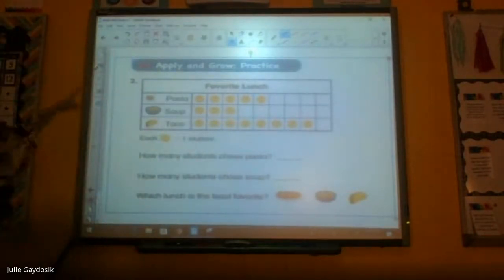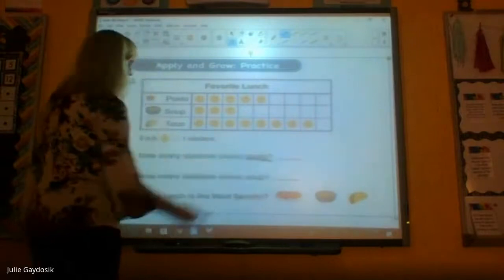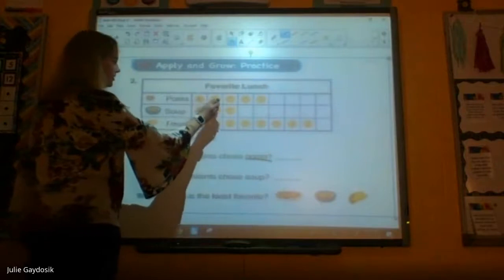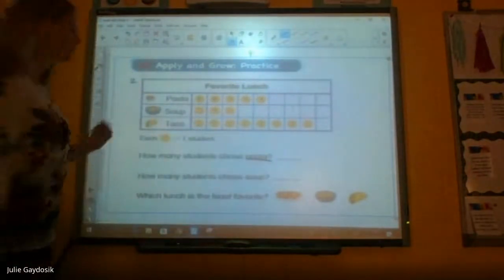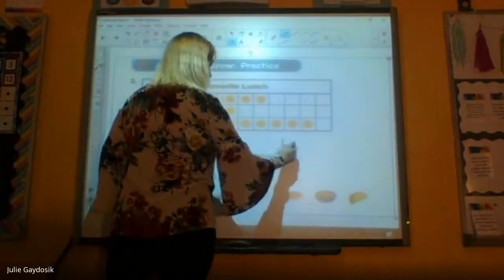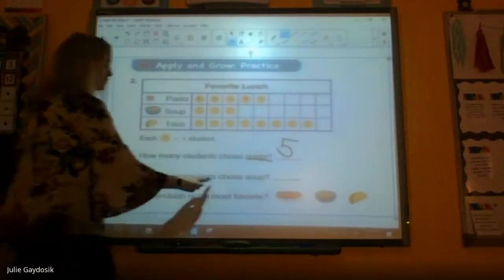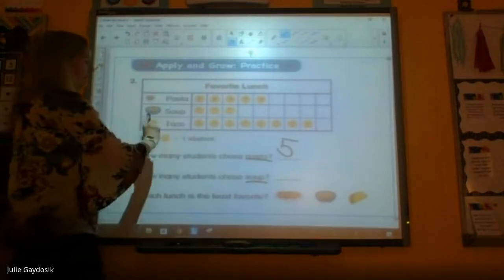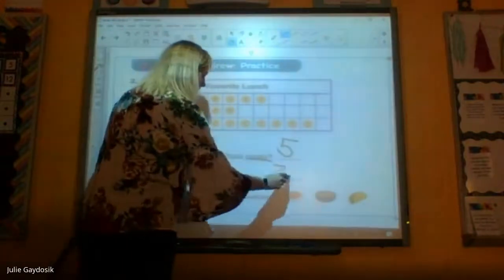Let's go ahead. I want you to look at this graph, but let's go ahead and just answer the questions. This wants to know how many students chose pasta. So we're going to go to pasta and we're going to count the smiley faces. 1, 2, 3, 4, 5. How many people chose pasta? 5. So you're going to write 5 on the line. The second question wants to know how many students chose soup. So then we're going to go to soup and we're going to count how many people voted for soup. 1, 2, 3. So you'll write 3 on the line.